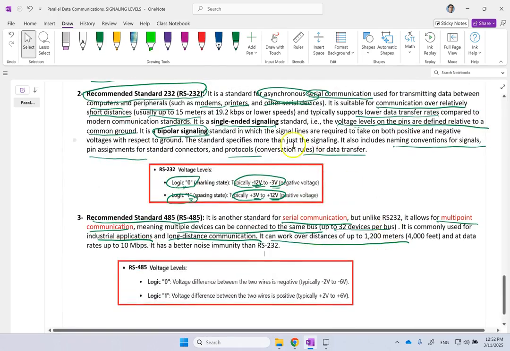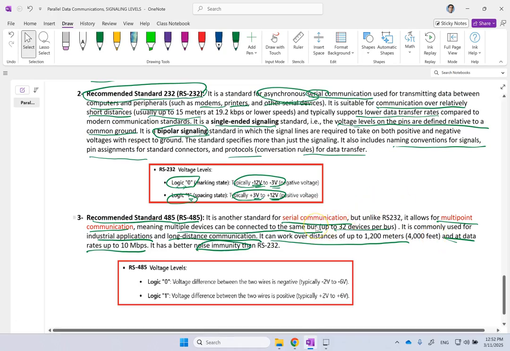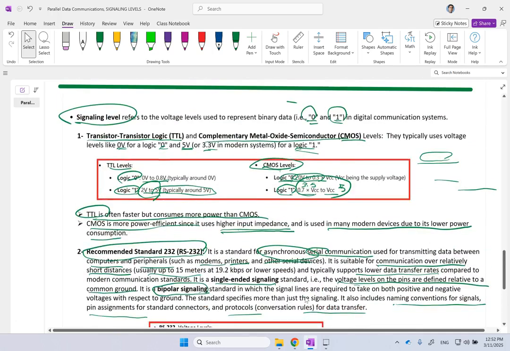Remember, the last one was only up to 15 meters. So in an industrial environment, you use RS-485. And the data transfer rate is much higher, 10 megabits per second. Also, it is better in terms of noise immunity, or resistance to noise, and the interference of noise is much less in RS-485. So it is the common standard for many industries, but for simple applications, computers, simple microprocessors, you can use RS-232, and these are both for serial communications, okay?